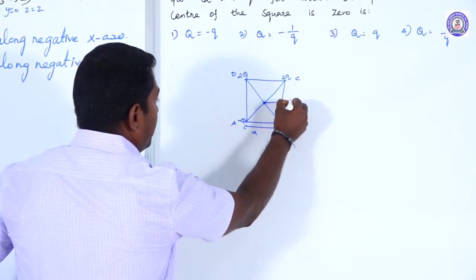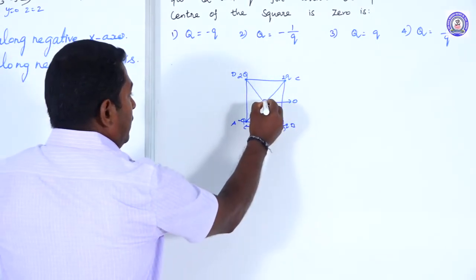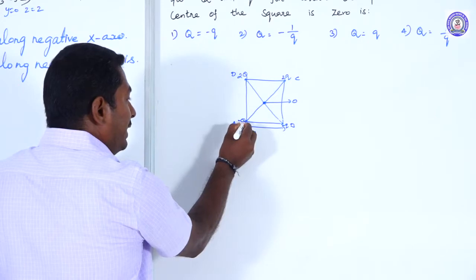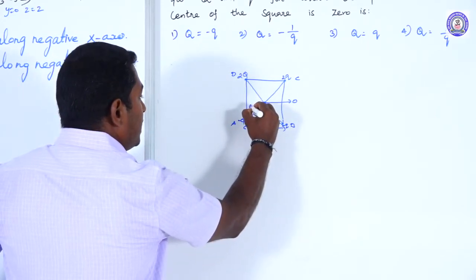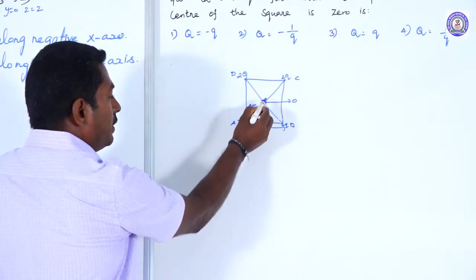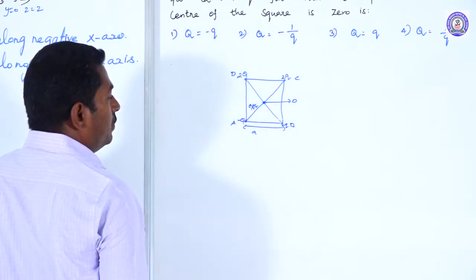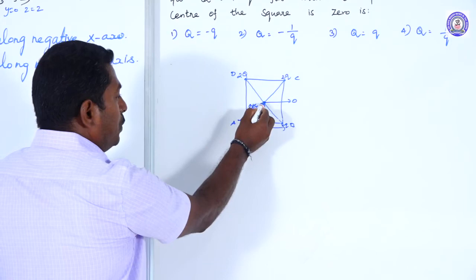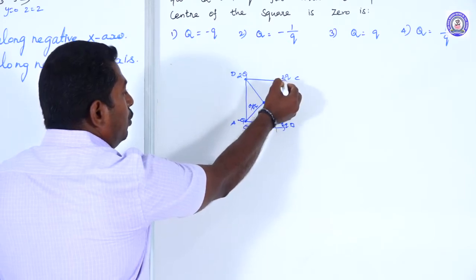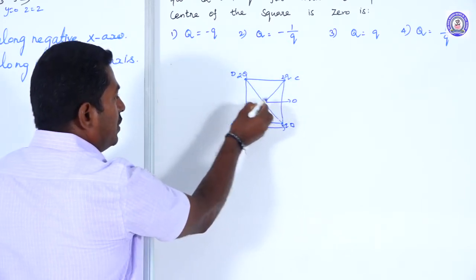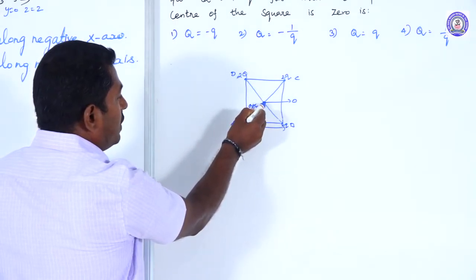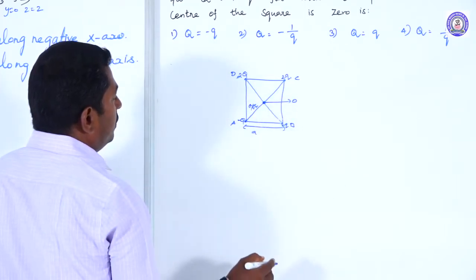See, the center of the square is point O. The distance of the center of the square from one of its corners is side divided by root 2. Minus Q charge produces electric potential at this point. This small minus q charge produces electric potential at this point. 2q charge produces electric potential at this point. Here 2q charge also produces electric potential at this point. So what is the total electric potential at this point, which is equal to 0?